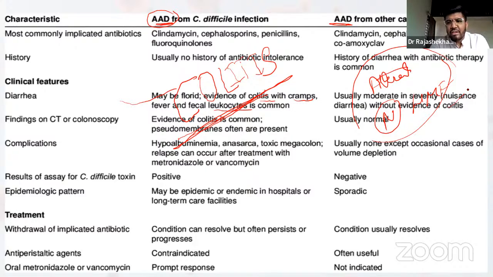It is called nuisance diarrhea without evidence of any colitis. So there are no fecal leukocytes. And if you get a CT or a colonoscopy in CDI, the colitis is very, very common. The pseudomembranes can be present. Whereas in normal antibiotic associated diarrhea, the endoscopy or colonoscopy is usually normal.